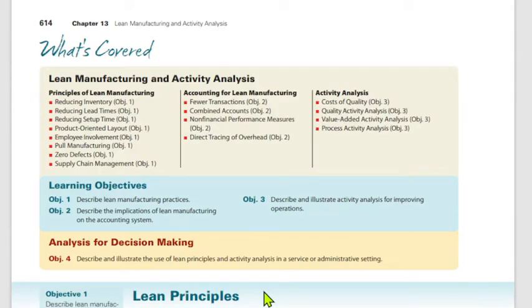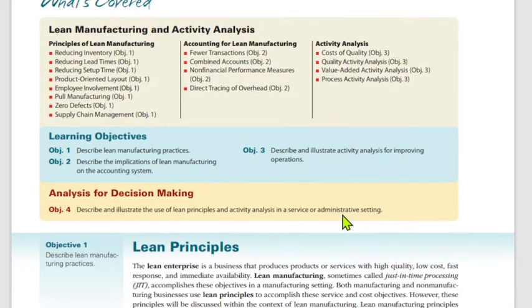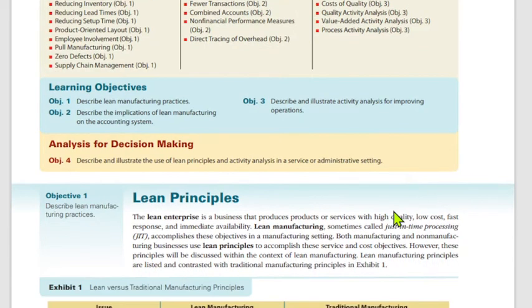At the end of this discussion, we will be able to describe the lean manufacturing practices or processes. We describe the implications of lean manufacturing on the accounting system, and we describe and illustrate activity analysis for improving operations. We will be able to, as a guide in our decision making, describe and illustrate the use of lean principles and activity analysis in a service or administrative setting.